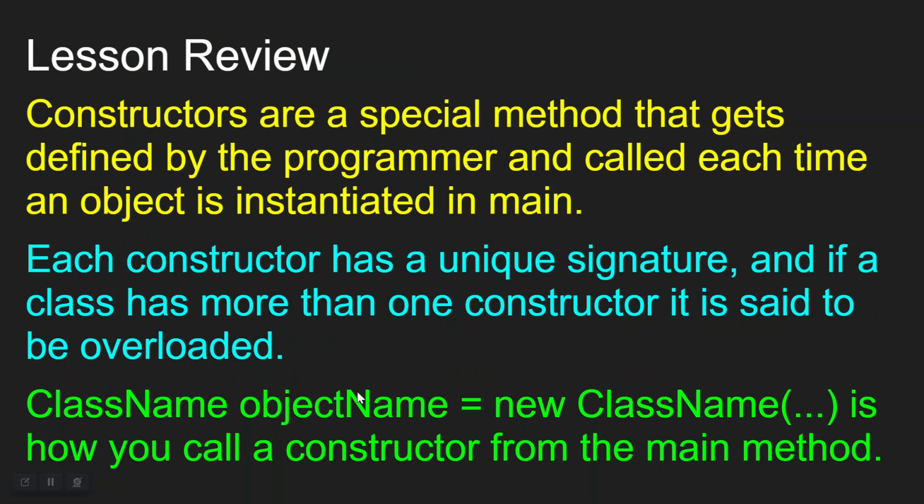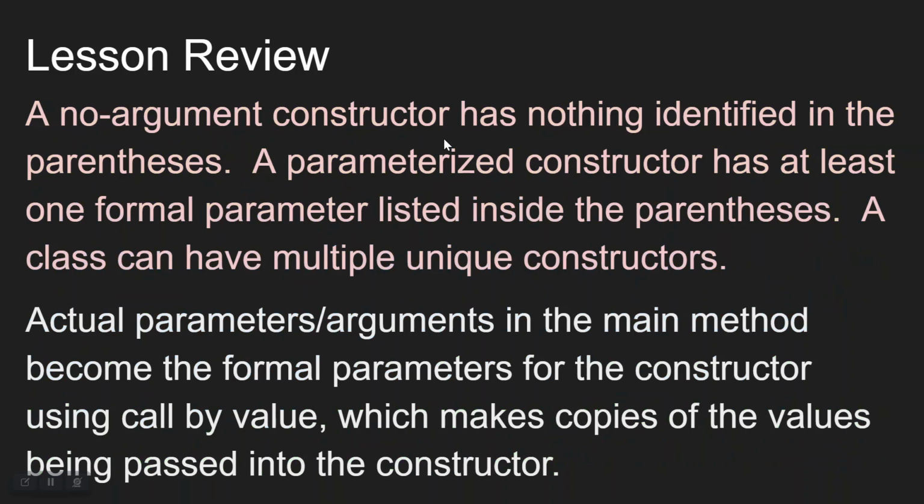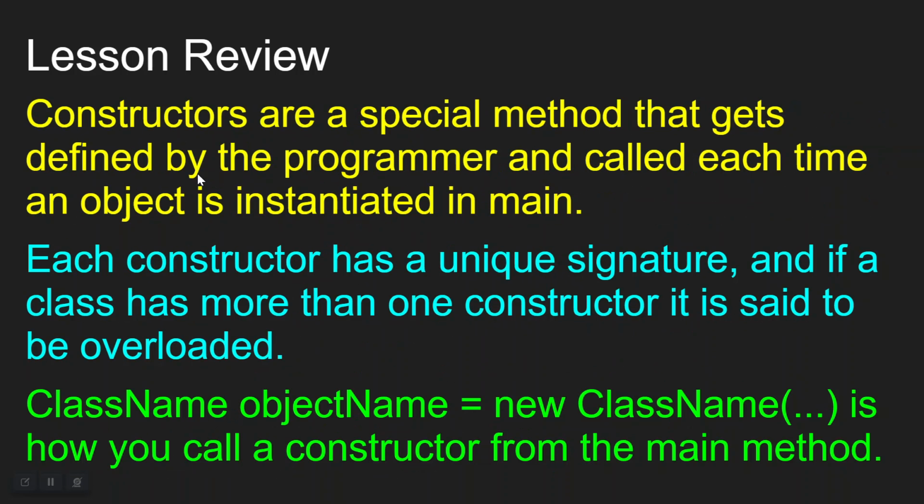All right, well, it's time for lesson review. Let's go ahead and hit our highlights. Constructors are a special method that gets defined by the programmer and then called each time an object is instantiated in main. Each constructor has a unique signature, and if a class has more than one constructor, it is said to be overloaded. ClassName objectName equals new ClassName with any kind of information.